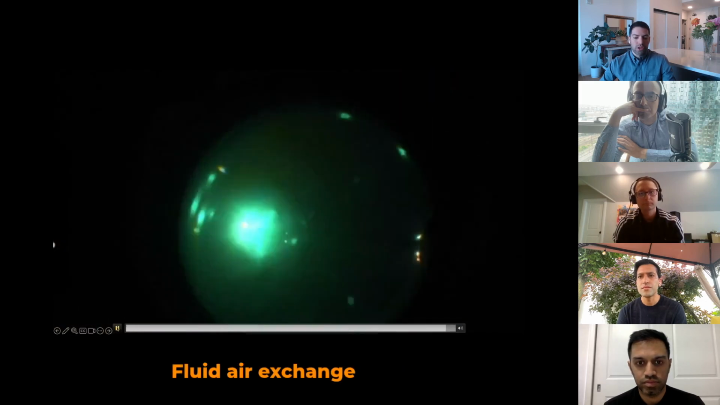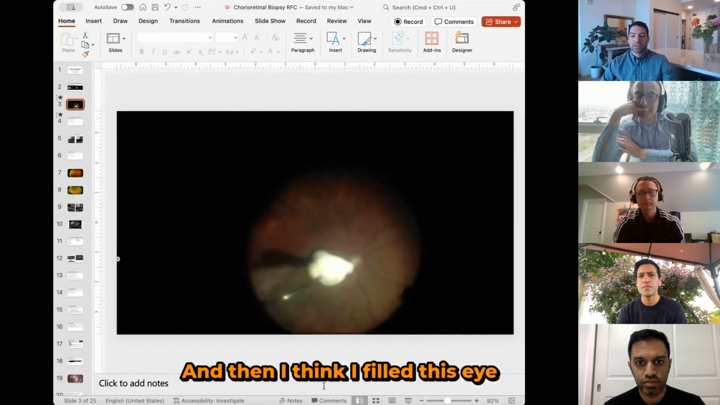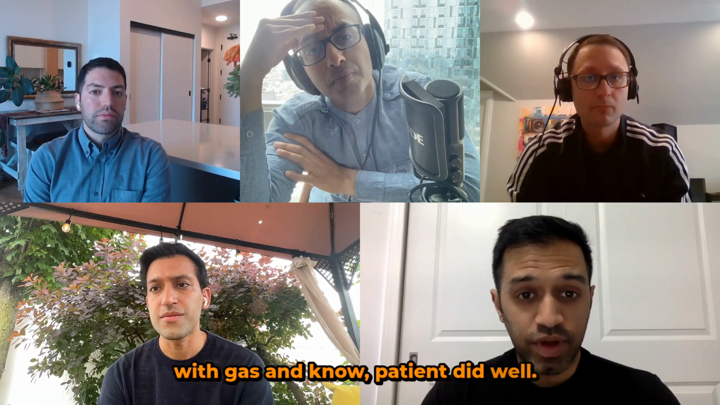Fluid air exchange through our giant retinotomy there. Add some laser. And then I think I filled this eye up with gas and, patient did well. That was a beautiful case.